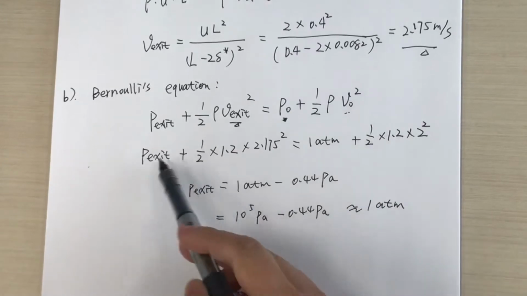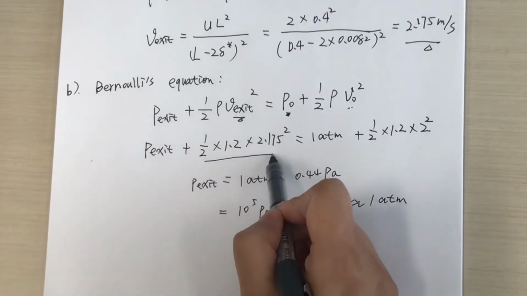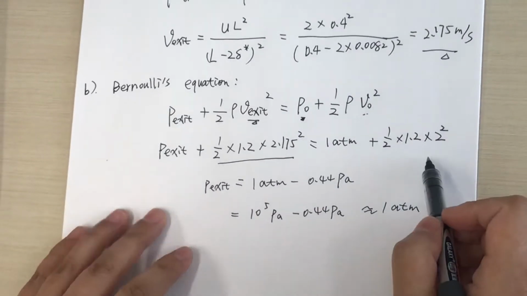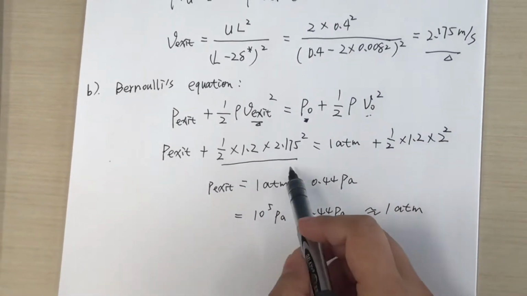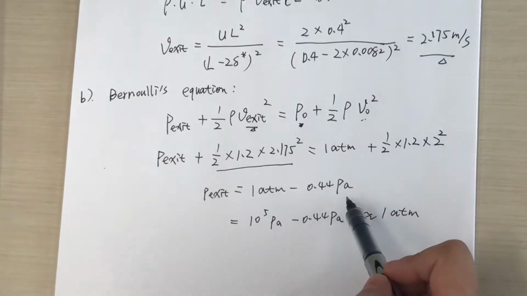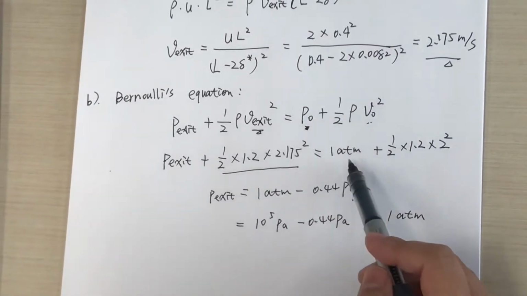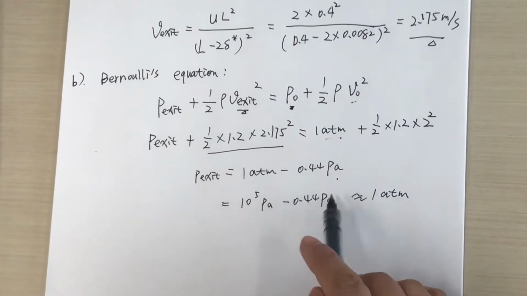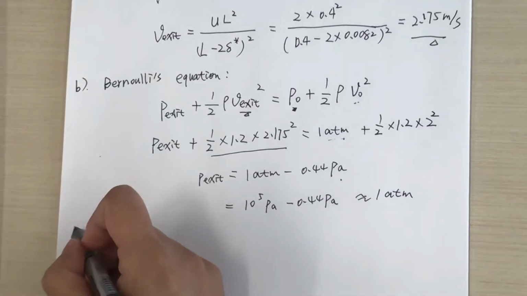For this equation, you have to pay attention to the last term of the left side and the right side. The unit should be Pascal, but the P naught is in atm, so you have to translate the unit, then you can get the right answer.